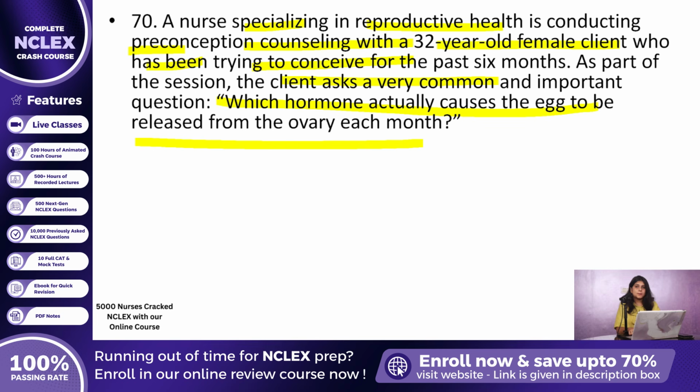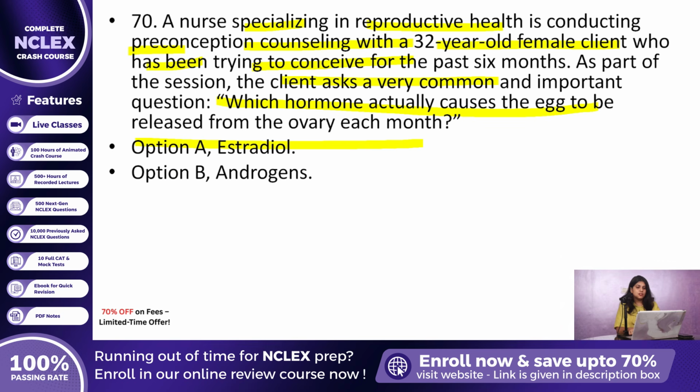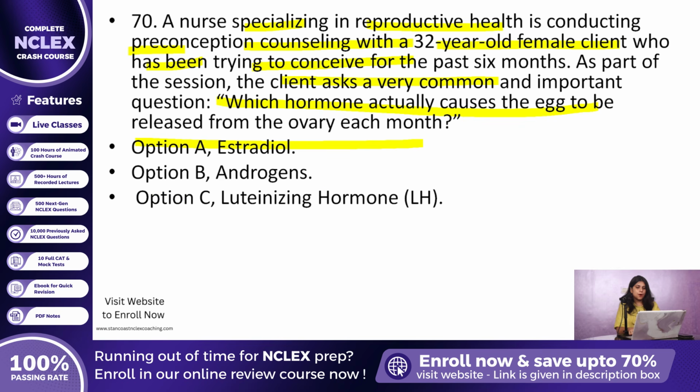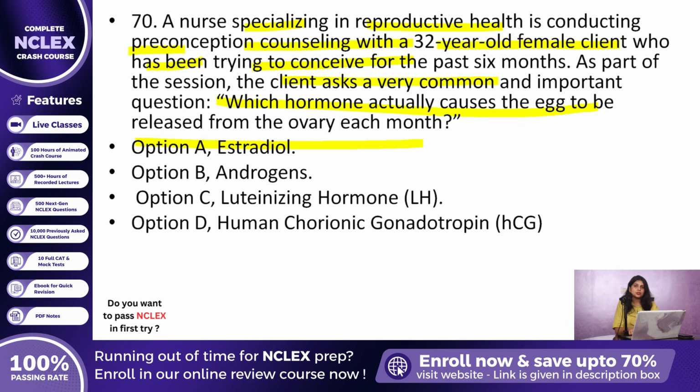Here are the options. Option A, estradiol. Option B, androgens. Option C, luteinizing hormone LH. Option D, human chorionic gonadotropin HCG. And the correct answer is option C, luteinizing hormone LH.